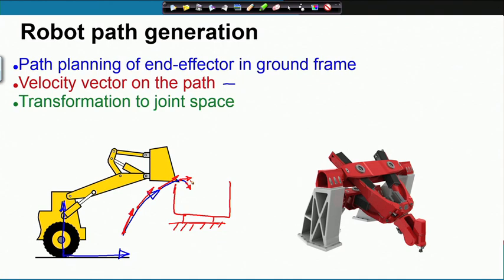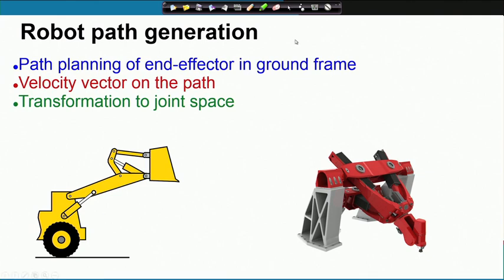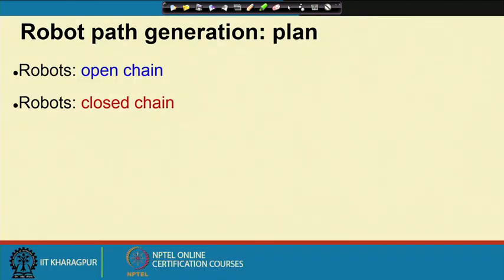Once I have the end effector velocity at every point on the path, I transform that velocity back to the joint space. So, essentially I find out the actuator rates to produce the corresponding end effector velocity. So, that is the plan of this path generation problem. That is how this will proceed. We will look at open chain and closed chain manipulators.